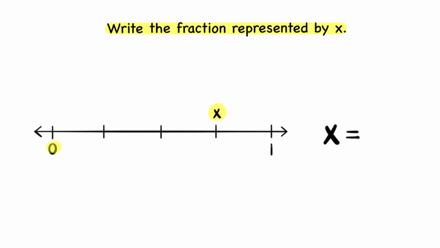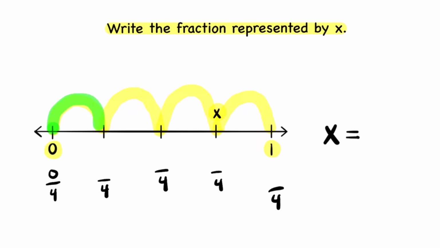Let's find x for this number line. Let's find how many total parts there are between the 0 and the 1. 1, 2, 3, 4. Now we know that the denominator will be 4 for every single tick mark on this specific number line. Let's begin at the 0. Here we have 0 parts. If we go over 1, we have 1 part, so the numerator will be 1.